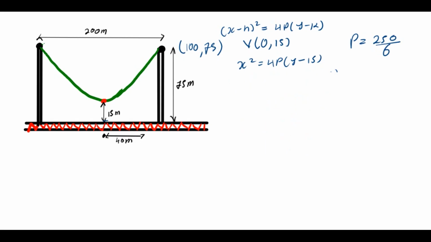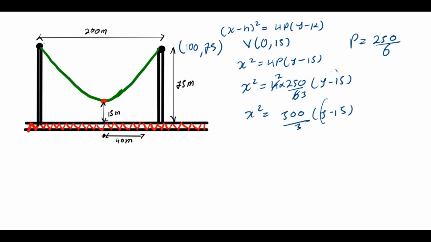So you can go ahead and write it this way. You have x squared equals 4 times our p, which is 250 divided by 6, times (y minus 15). Or I can actually also simplify this one. So x squared equals, 2 into 4 is 2, 2 into 6 is 3, so that would be 500 on the top and 3 here, times (y minus 15).